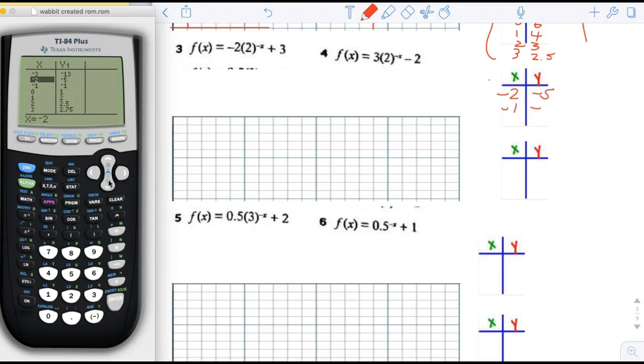-1, -1, 0, 1, 1, 2. Okay, and remember the asymptote is at y equals 3, right? So the asymptote is y equals 3, and I know that because of the 3 here. So -2, -5.